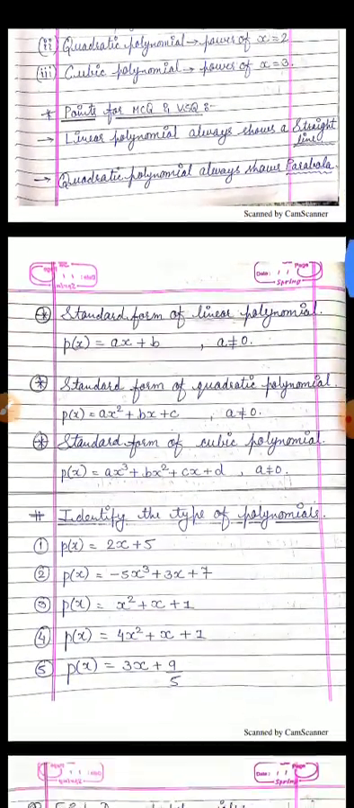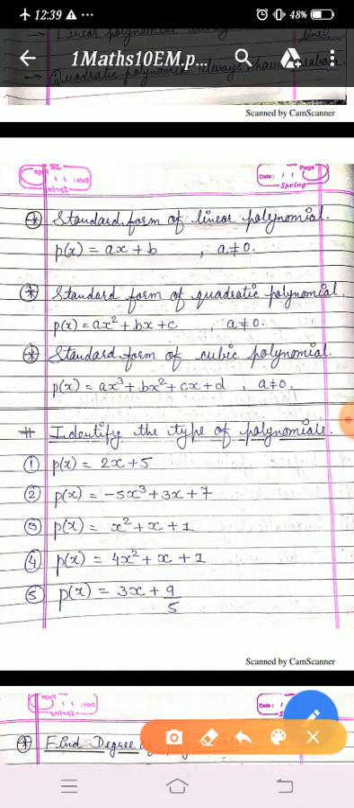Now next point is standard form of linear polynomial. Standard form of all three polynomials we are going to discuss. Standard form means we can find out values of constant terms by comparing given polynomial with this form. So standard form of linear polynomial is p of x equals ax plus b, where a must not be equal to 0.